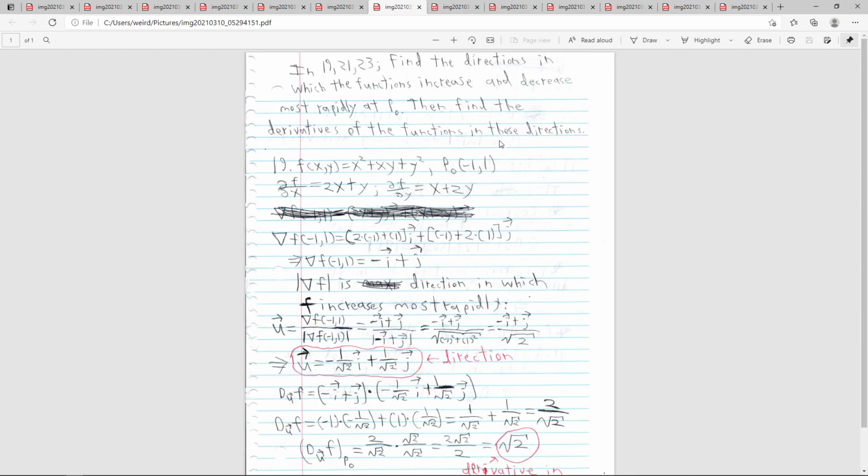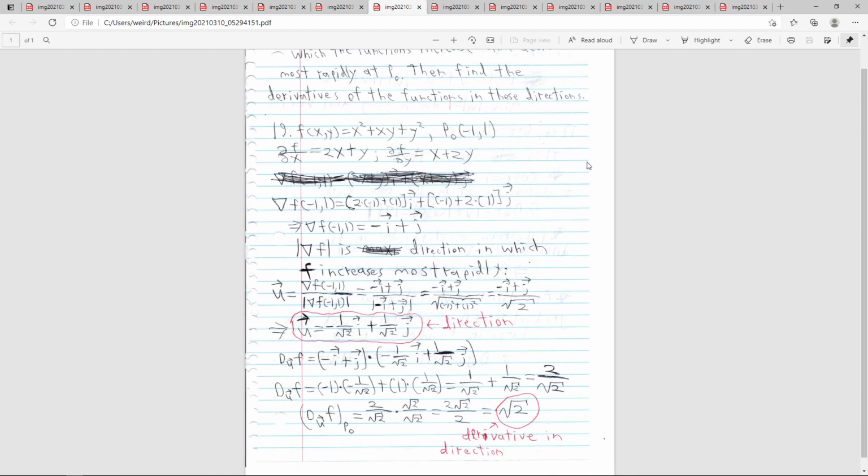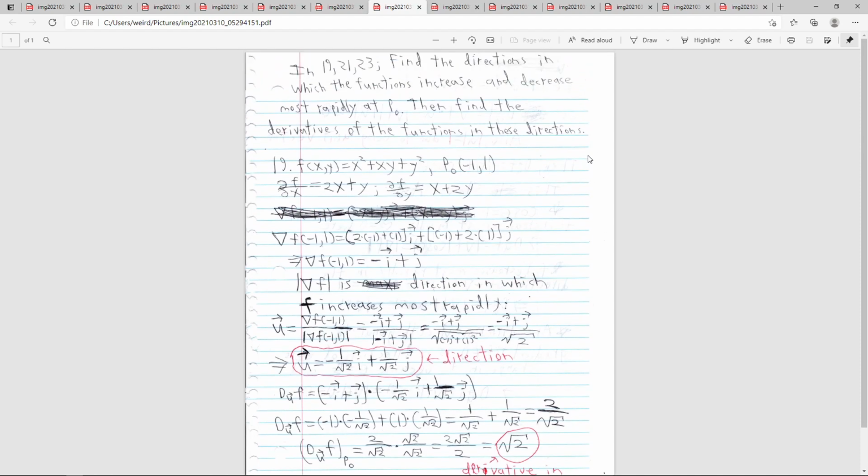We want to find the direction in which the function increases and decreases most rapidly at P0. Then find the derivatives of the function in these directions. F of x, y equals x squared plus xy plus y squared. P0 is the point negative 1, 1. It's just a two-dimensional one, I mean two variables. And we're going to use this to exemplify something.